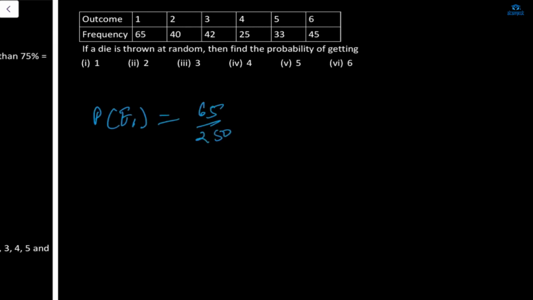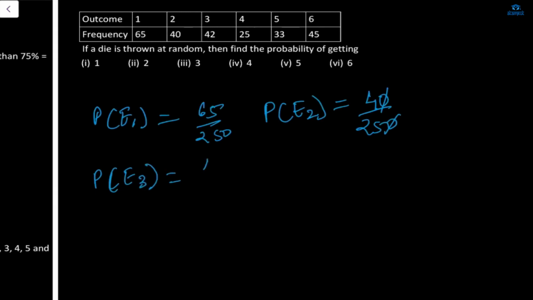Similarly, P(E2), getting 2, will be 40 upon 250 times. P(E3) will be 42 upon 250. Similarly P(E4), how many times we got 4? 25 times upon 250, that is 1 upon 10.